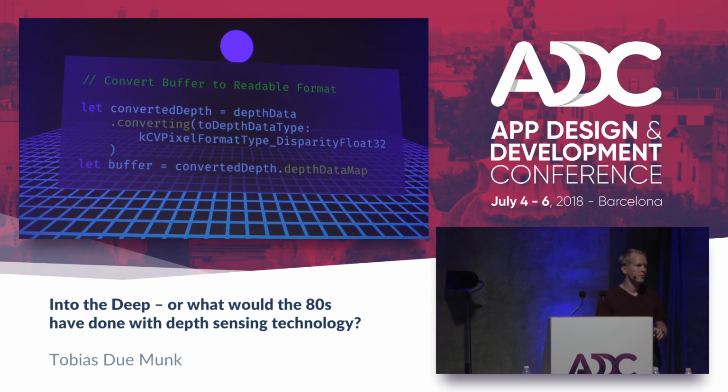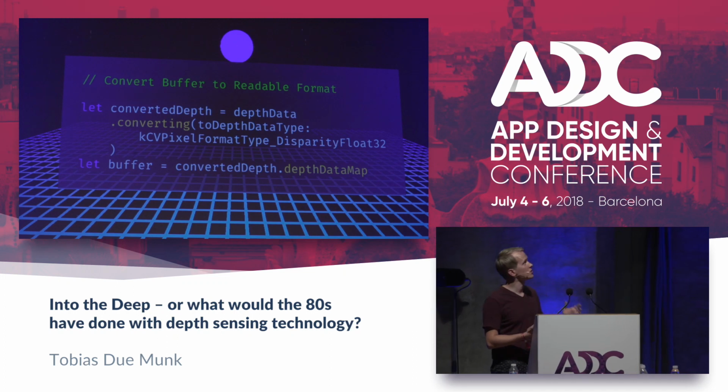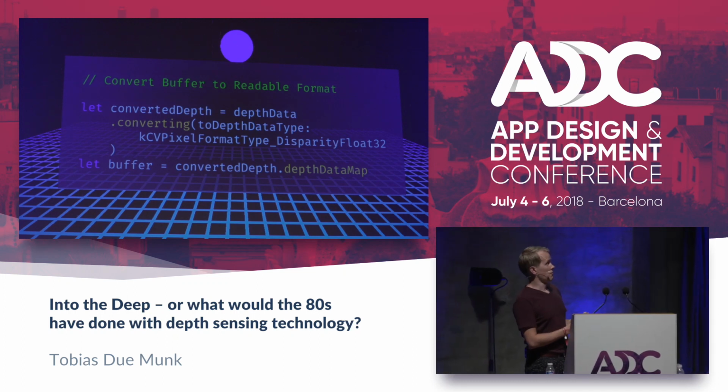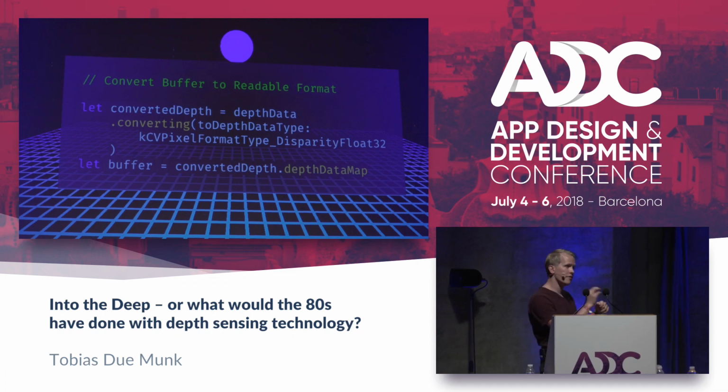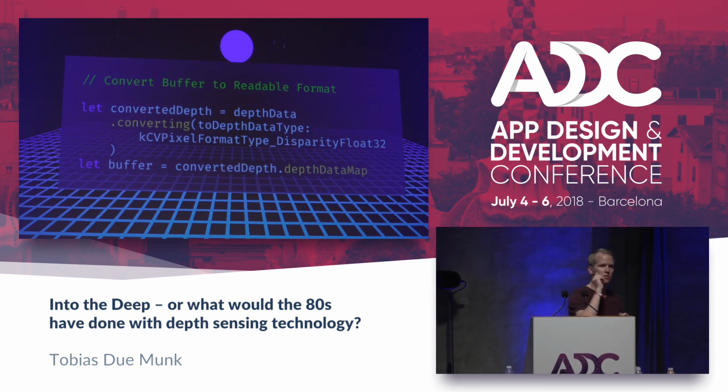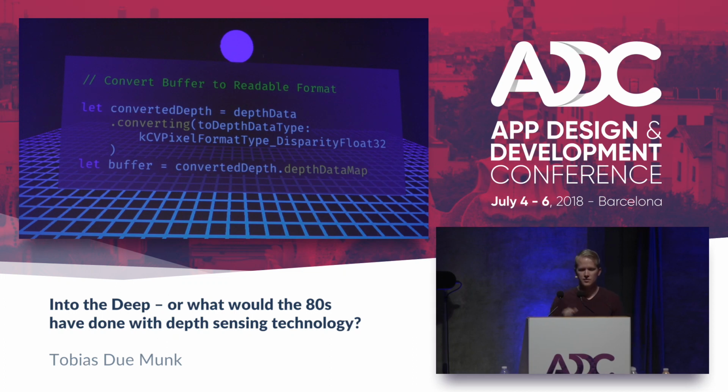So the default format for the buffer is a bit peculiar. Here we're just converting it to a float 32-bit format, and it just means that every single pixel is just one floating point value, and it's very easy to access in Swift.